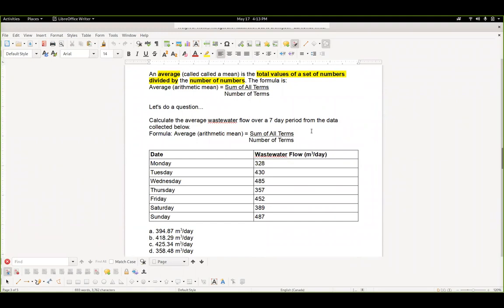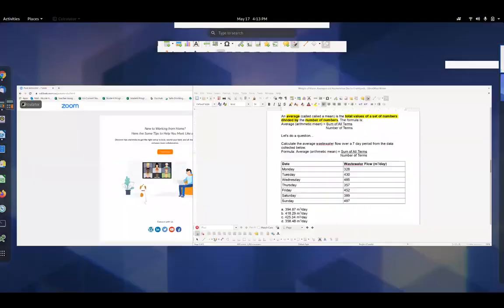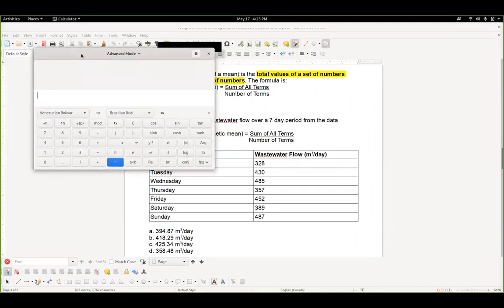So calculate the average wastewater flow over a 7-day period from the data collected below. So remember that the average is the sum of all the terms divided by the number of terms. So I would use a calculator and add all of these numbers together. I know it's for 1 week, so I know that the number I'm going to end up dividing by is 7. So 328 plus 430 plus 485 plus 357 plus 452 plus 389 plus 487 equals, and we divide that by 7, and we get 418.29 when rounded to the second decimal place.